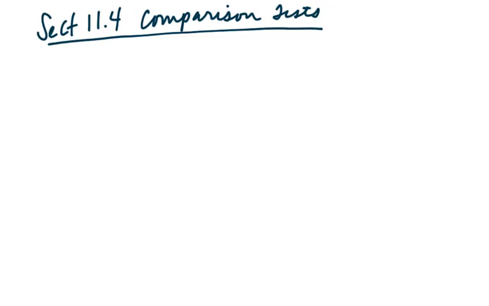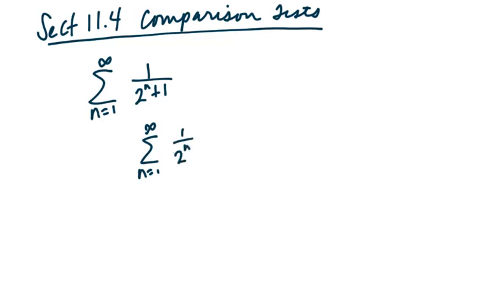Section 11.4 is the comparison tests. When you do a comparison test, the idea is that you compare a given series with a series that you know is either convergent or divergent. So think about the sum from n equals 1 to infinity of 1 over 2 to the n plus 1. This makes us think about the series, the sum from 1 to infinity of 1 over 2 to the n.